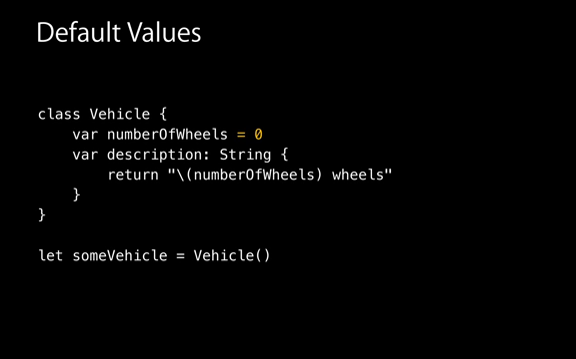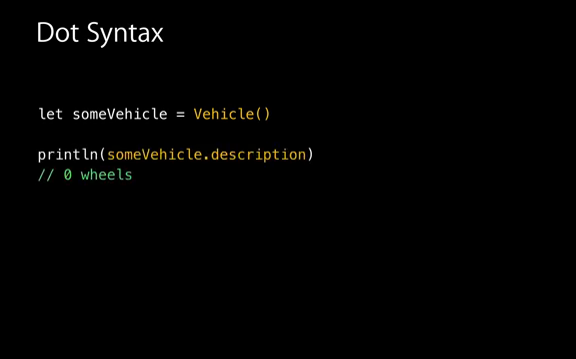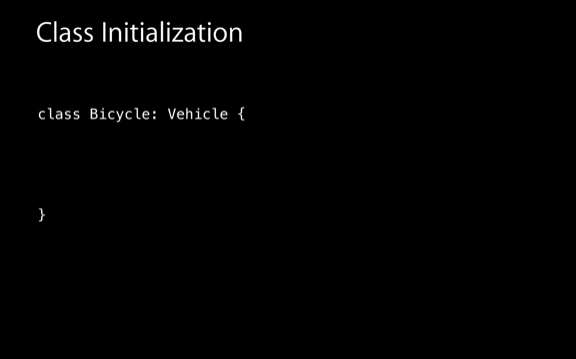Now that we've created our vehicle instance, we can use dot syntax to access its properties, so to print its description, perhaps. And we can see that it has a description of 0 wheels. If we change the number of wheels to 2, we can see the description change. It now has 2 wheels. But it would be nice to create a class that always has 2 wheels by default, our bicycle subclass from earlier. So let's see how we do that, how we make it have 2 by default.